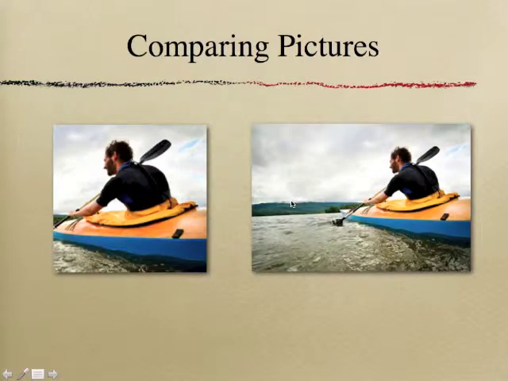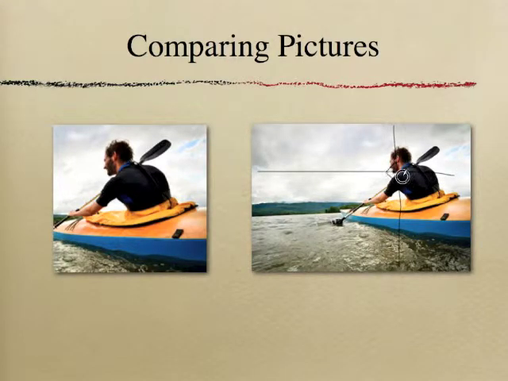So comparing pictures. So we have a picture on the left that's not following the rule of thirds and a picture on the right that is following the rule of thirds. The picture on the left, the subject is centered. You can tell that he's kayaking in a lake, and that's pretty much all you can tell about the picture. Your eyes don't wander around the picture, it just looks at it, it knows everything about the picture, and that's it.